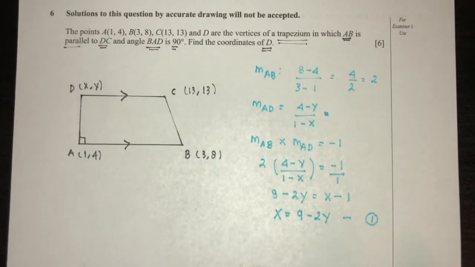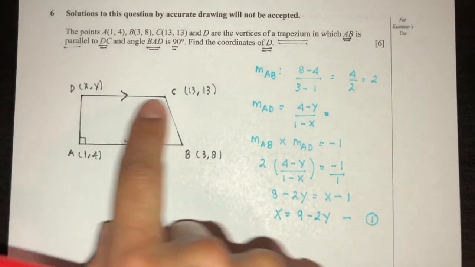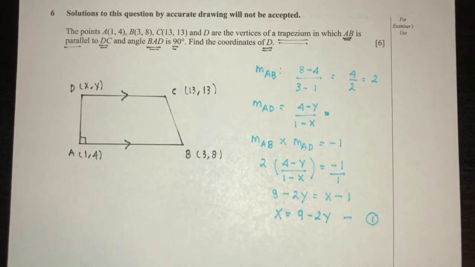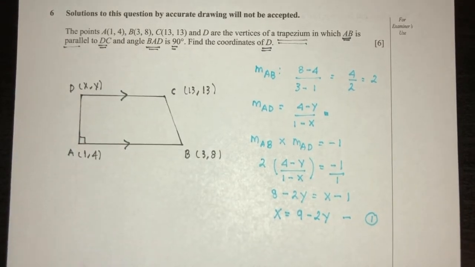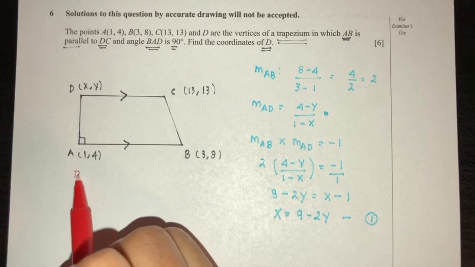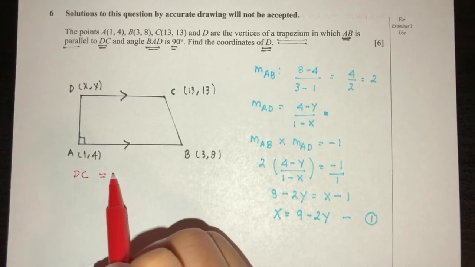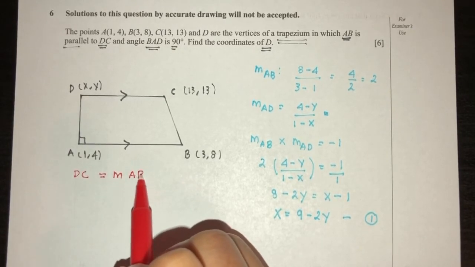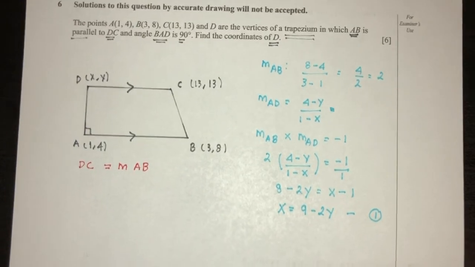Now because these two sides are parallel, we can form an equation. We can say that DC is equal to m times AB because they are parallel to each other. So let's see what we have here.